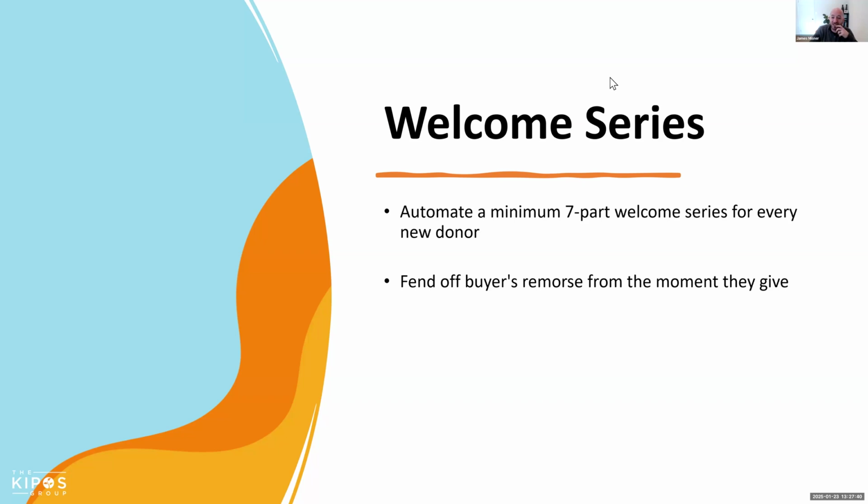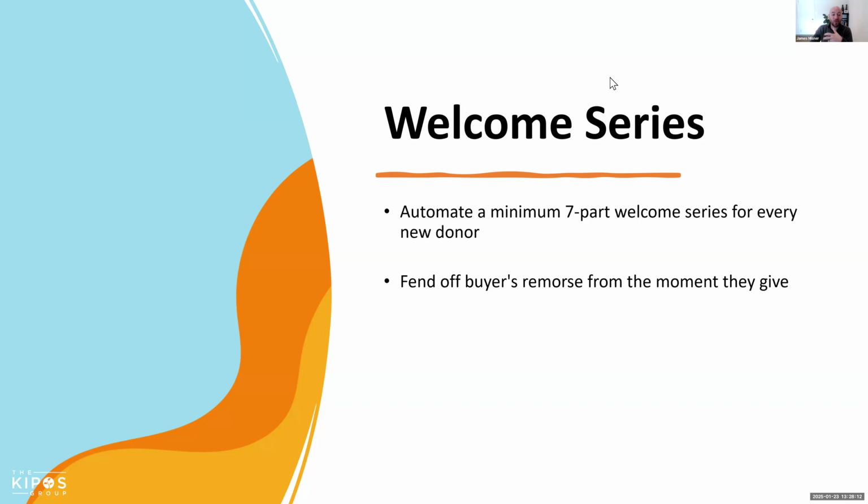So a welcome series. It's an automated, I usually say 7-part email series for every new donor you get. So a first-time donor, no matter what level, it triggers this automatic welcome series that, the first week they're getting 2 emails, the second week 2 more emails, maybe an email a week after that. And then they get looped into your normal communications cadence. This helps to fend off buyer's remorse from the moment they give.